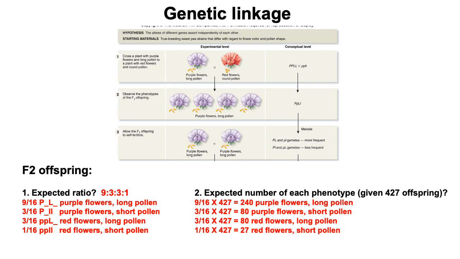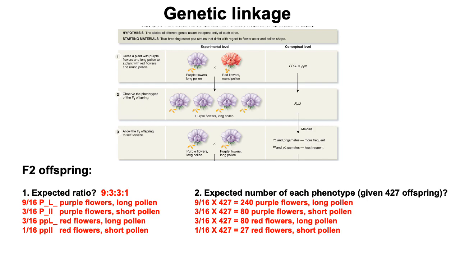And then we'd expect 1/16 to have both of the recessive phenotypes, the red flowers and the short pollen. And we can take our 427 offspring and figure out what fraction of that 427 we would expect to see in each of those phenotypic classes. So you take your expected fraction and you multiply it by 427.